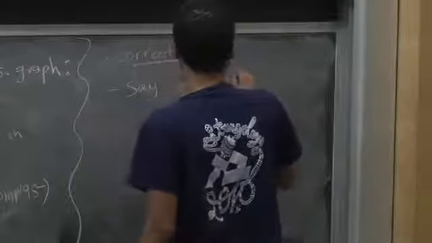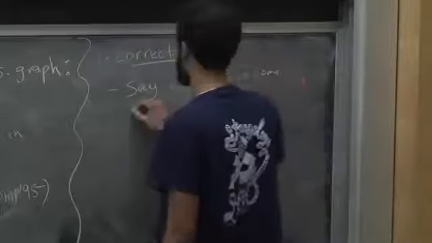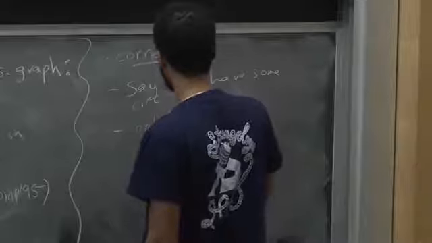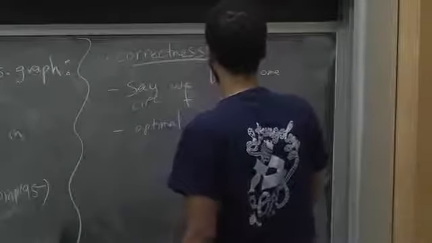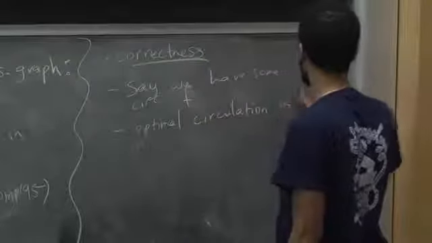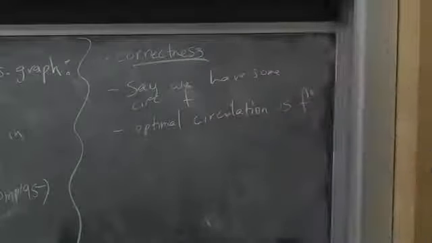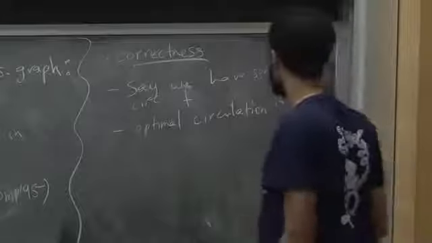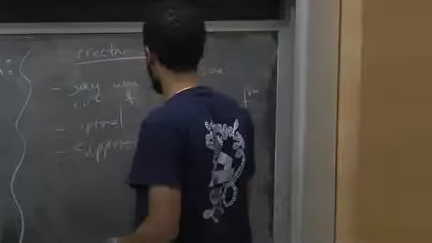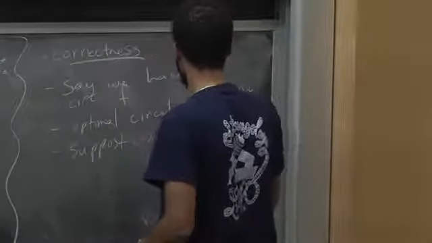Say we have some current circulation F, and the optimal circulation in terms of cost is F star. Suppose the cost of F star is strictly better than the cost of F.